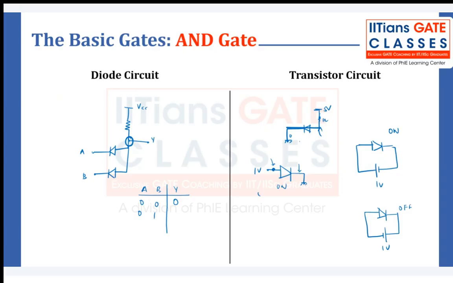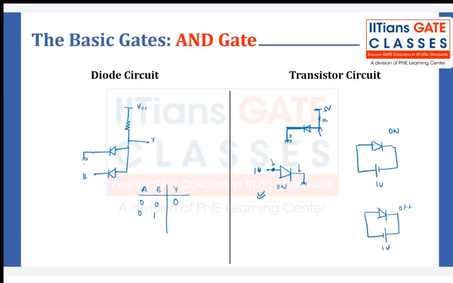Okay, so one thing you understood. If this is having 1 volt and this is having 0 volt, then this will be on. This one you understood or not? Okay, so if you understood this one, then you tell me.